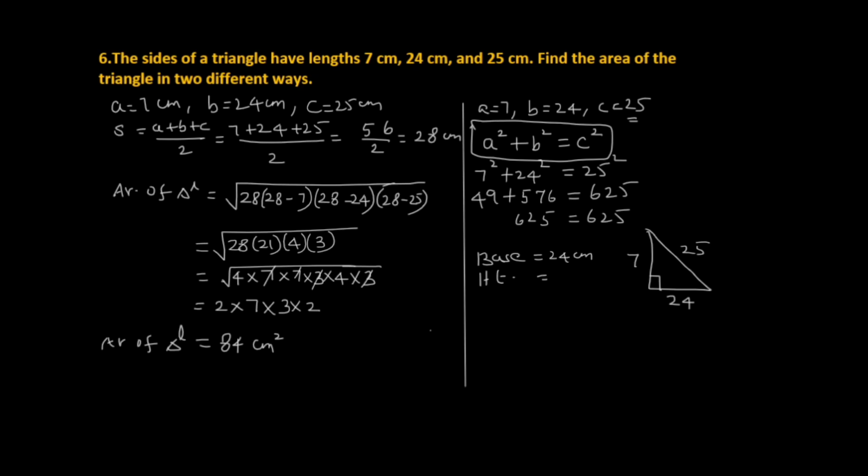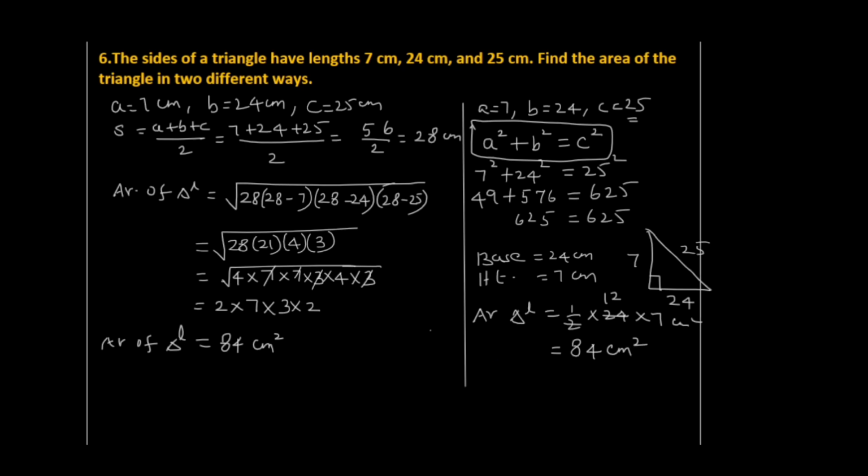Then the height of the triangle is 7 centimeter. So the area of the triangle is equal to half into base into height, centimeter squared. So when we cancel, 12 into 7, 84 centimeter squared. So in this way also we can find the area, either by Heron's formula, otherwise after checking the Pythagorean triplets we can use the formula half into base into height.